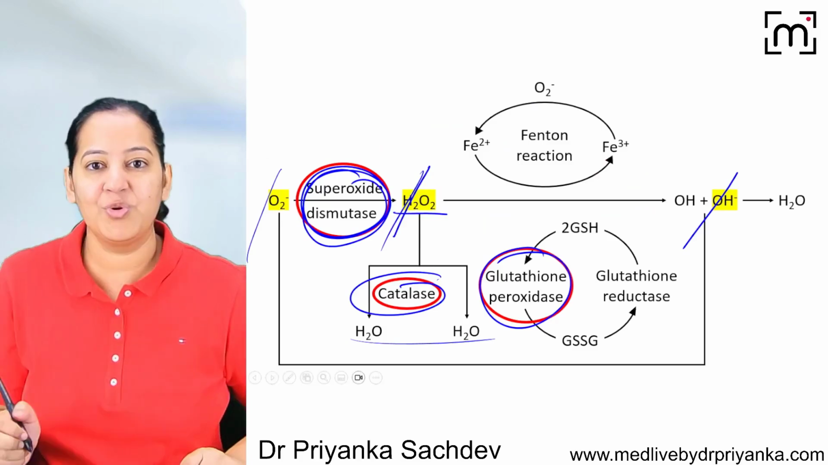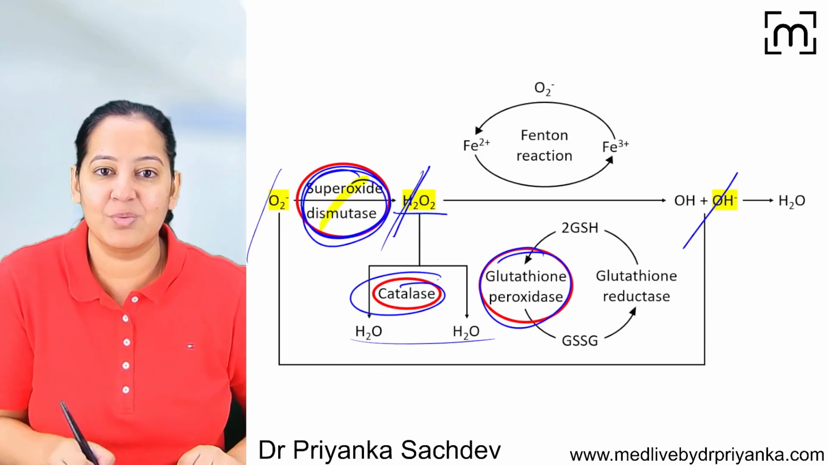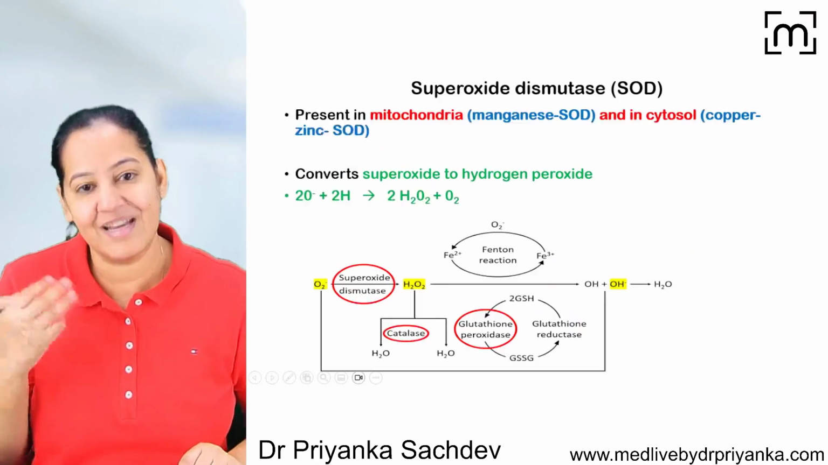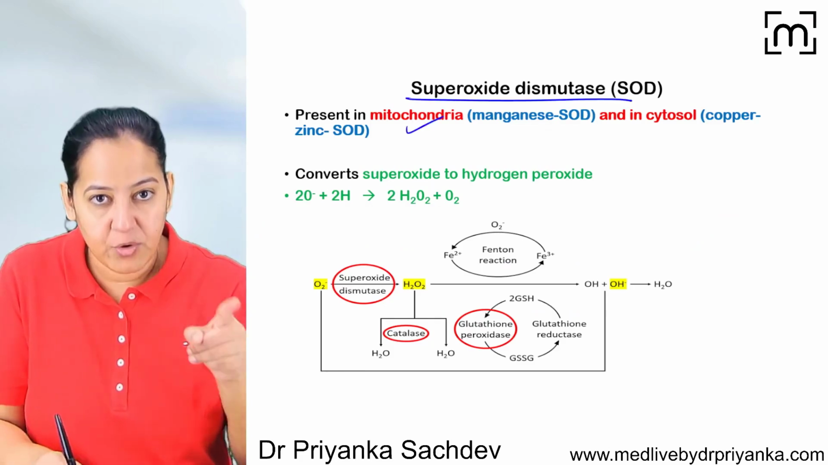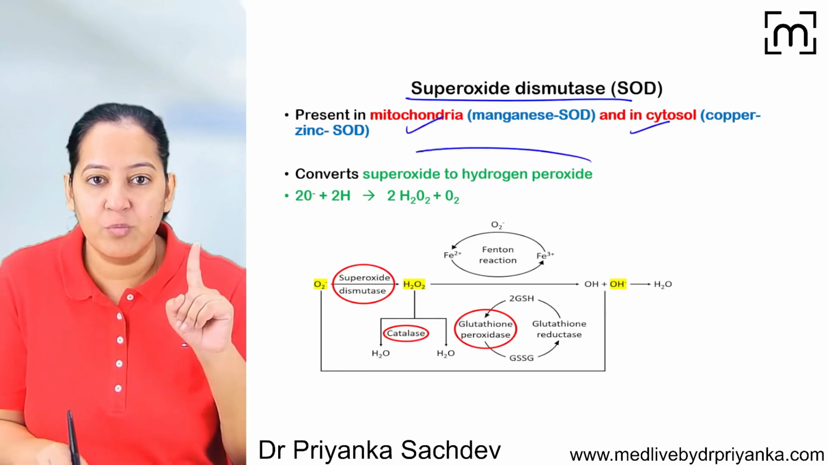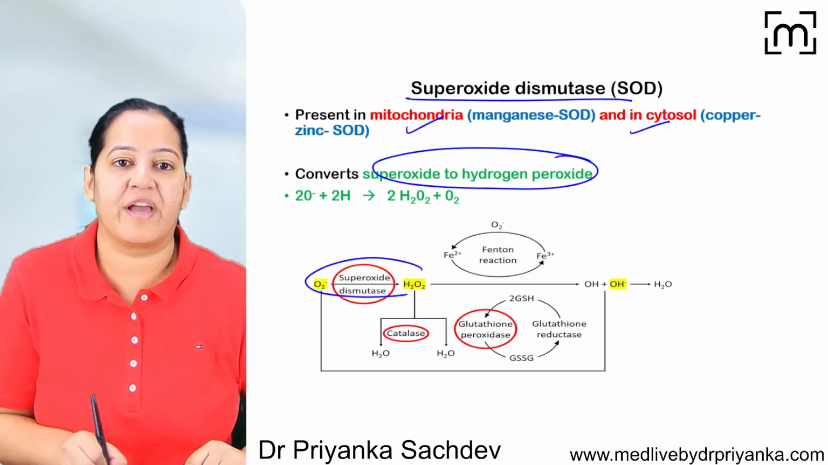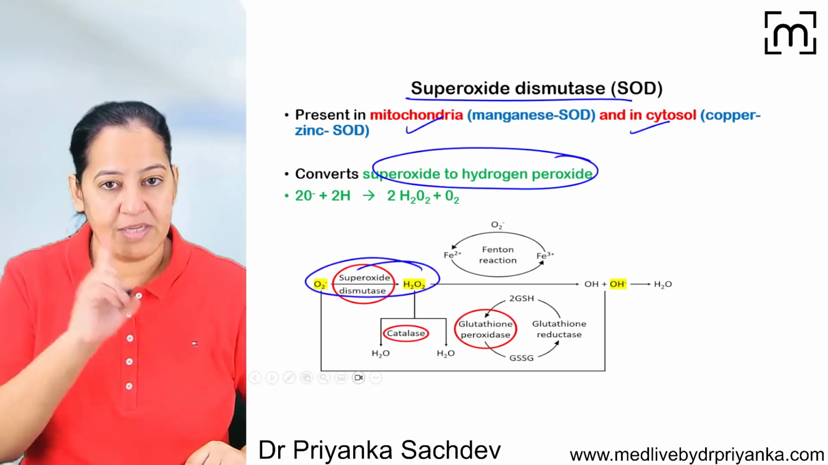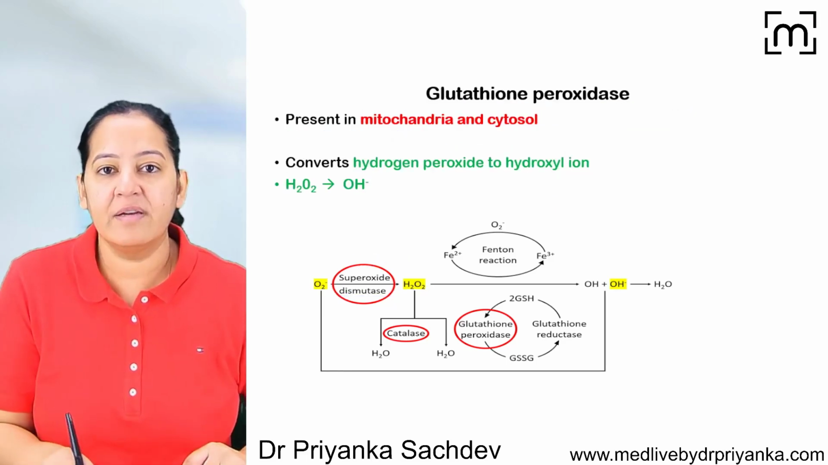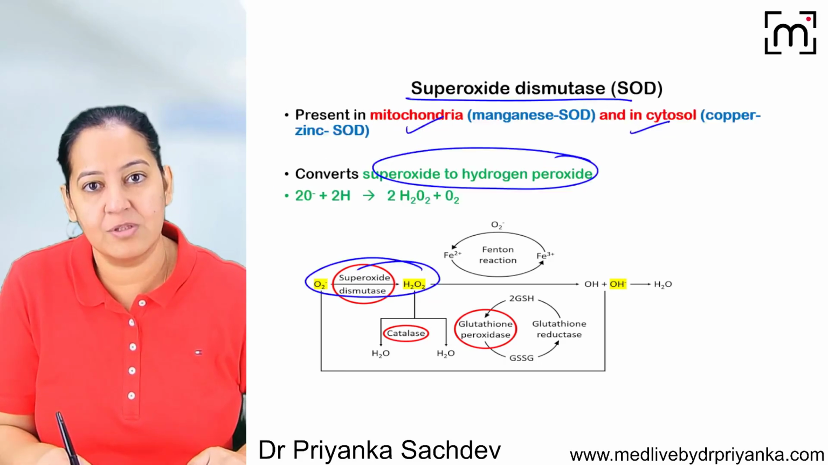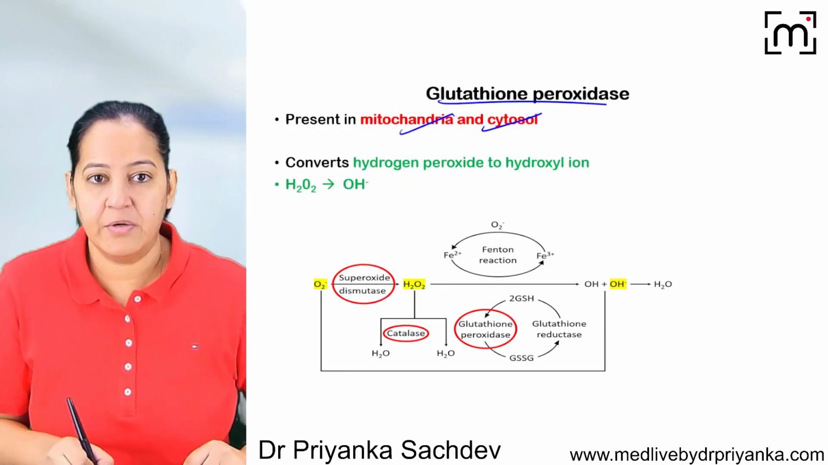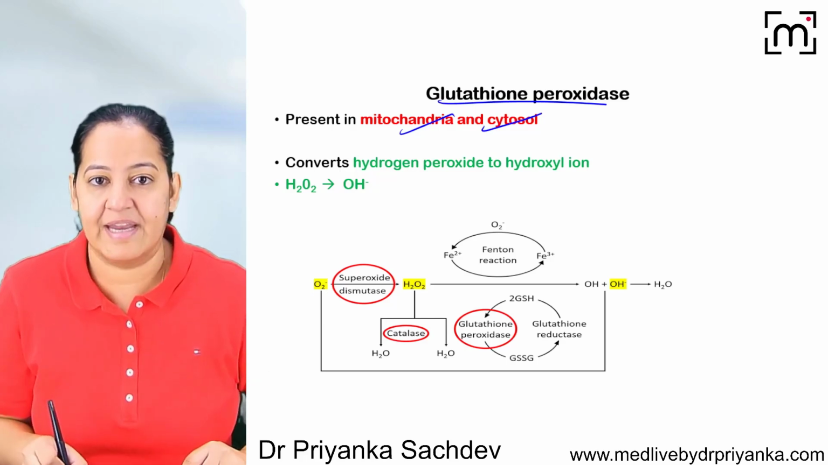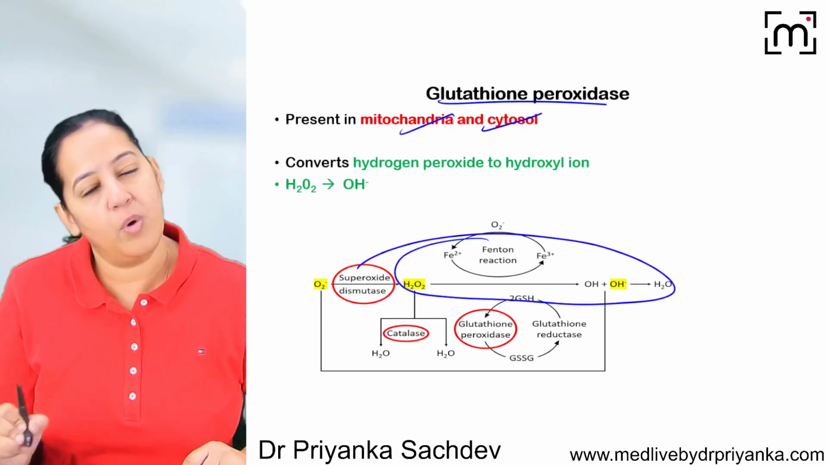So the same thing is shown to you here. The three enzymes. You can see this one, and this one. So that is the mechanism of action. The first is superoxide dismutase. It is present in mitochondria and cytoplasm. It converts superoxide to hydrogen peroxide. You can see this reaction, superoxide to hydrogen peroxide. The second one, glutathione peroxidase, is also present in mitochondria and cytoplasm. And it converts hydrogen peroxide to hydroxyl ion.